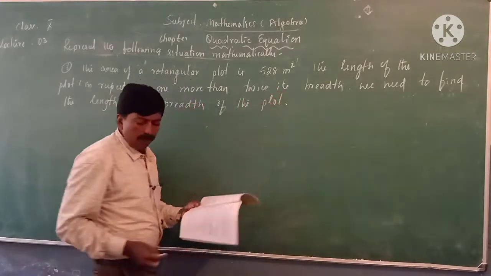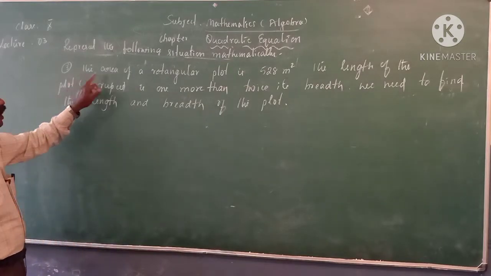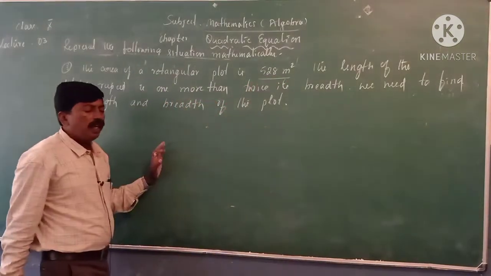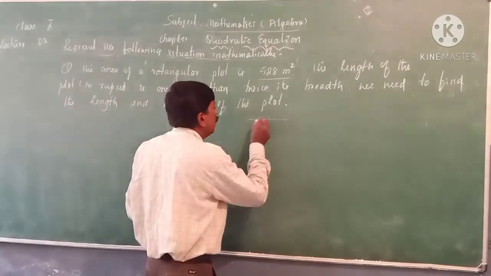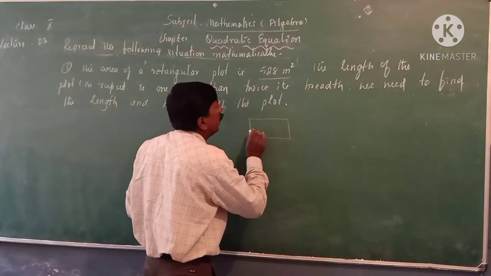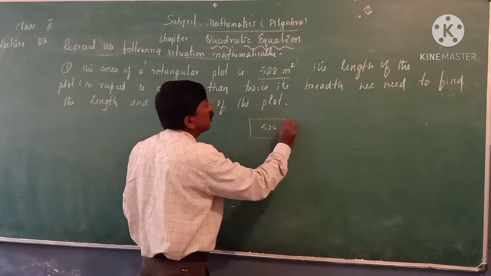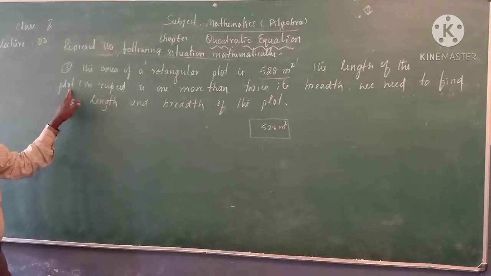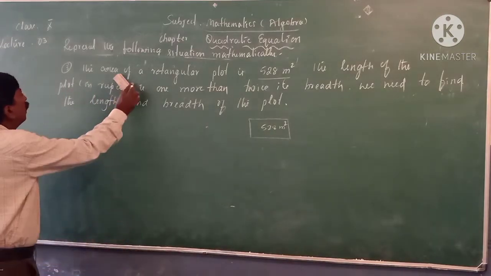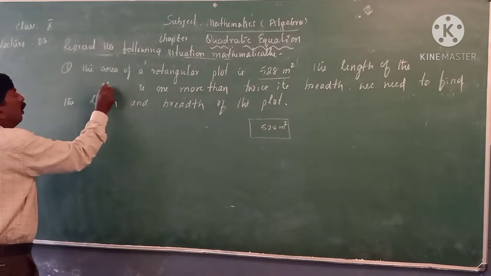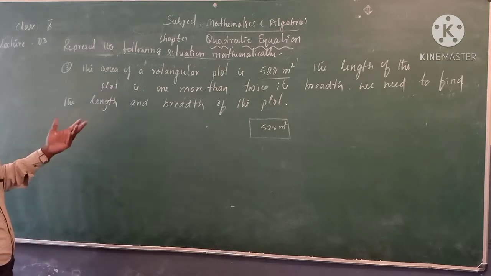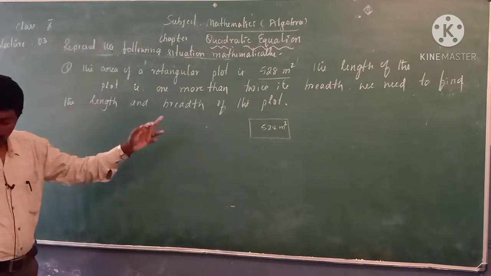Yes, very interesting one. So here the area of a rectangular plot is given. Area is given: it is 528 meters square. The length of the plot is one more than twice its breadth. Very interesting one. We don't know the length and we don't know the breadth.